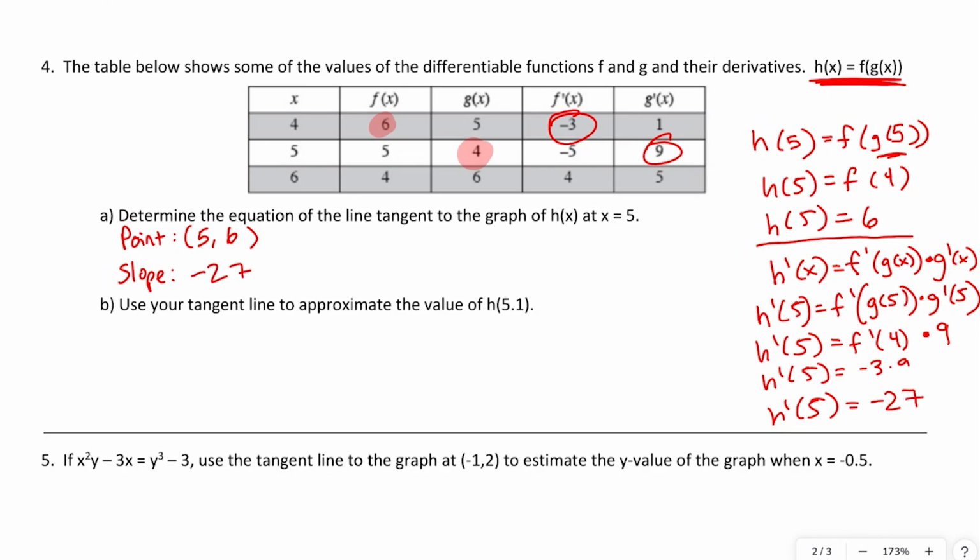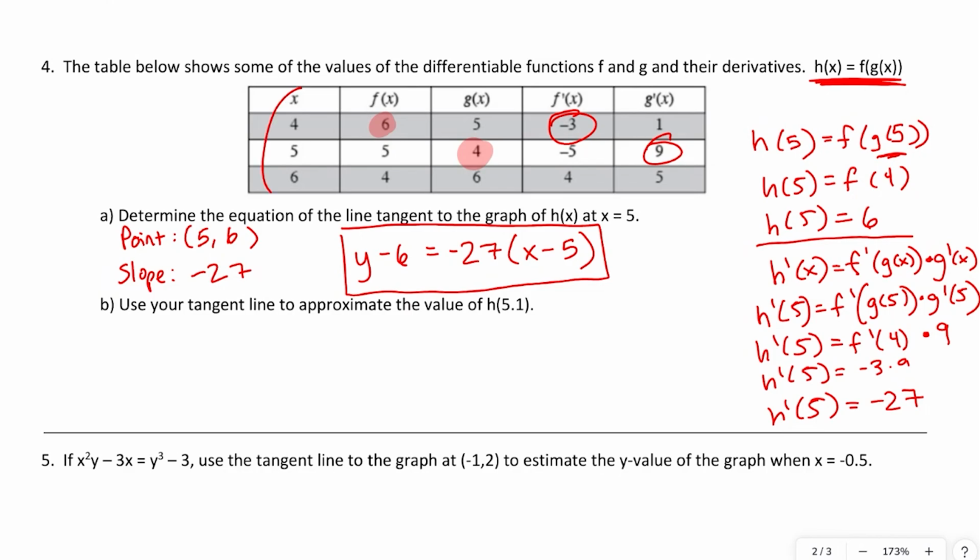My point is 5 comma 6. So the equation of the line is going to be y minus 6 equals negative 27 times x minus 5. If we're going to use this equation to approximate the value of h of 5.1, we don't have h of 5.1. There's no 5.1 in our x list over here, so we wouldn't be able to use the table.